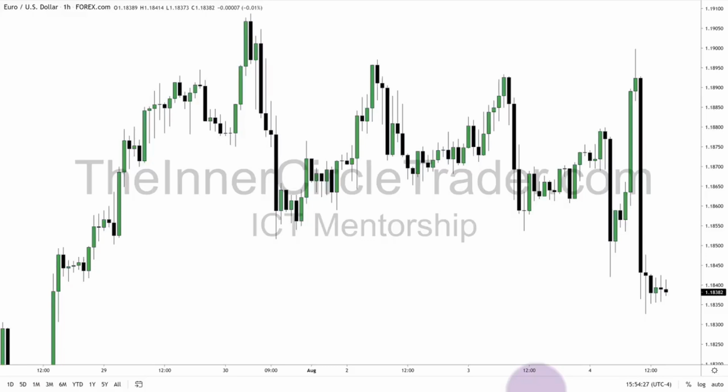So euro dollar hourly chart. You can see how we've had a buy side liquidity pool swept and then a sell side liquidity pool attacked. So with these levels in mind, we're going to drop down to a lower time frame chart.